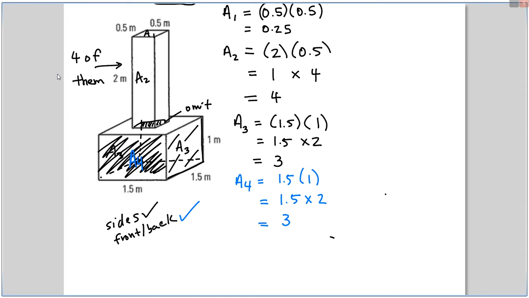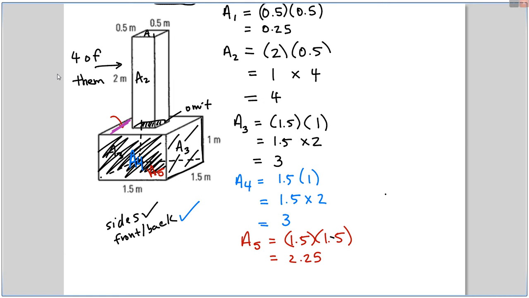The bottom and the top. The top's really weird. There's like this part that has to be omitted. So let's just do the bottom. Yeah, exactly, but let's just get to that last. Let's do the easy one. A5 would just be 1.5 times 1.5. I think that's like 2.25. Yep. Okay, now for the weird one.